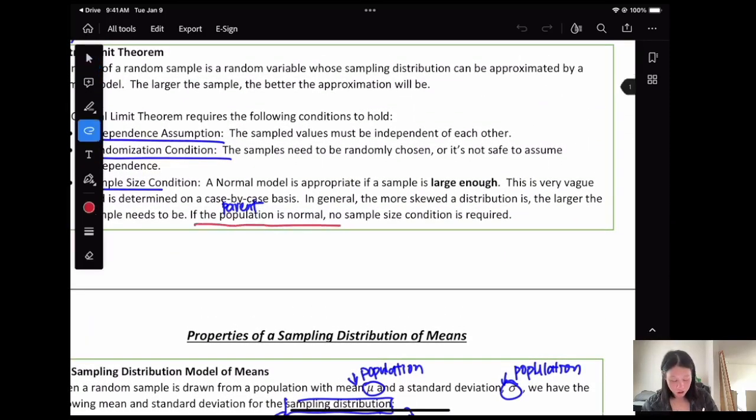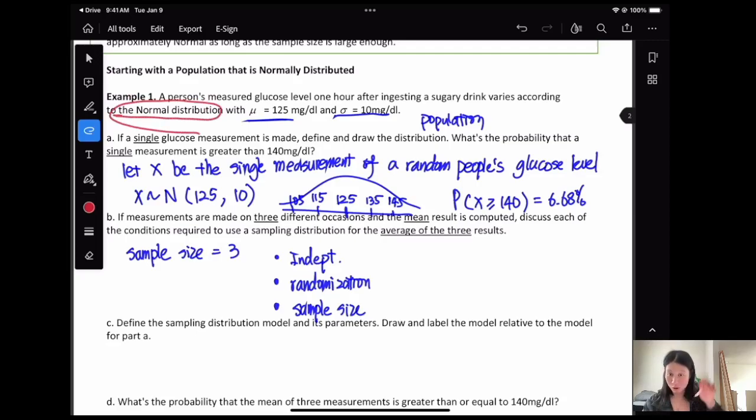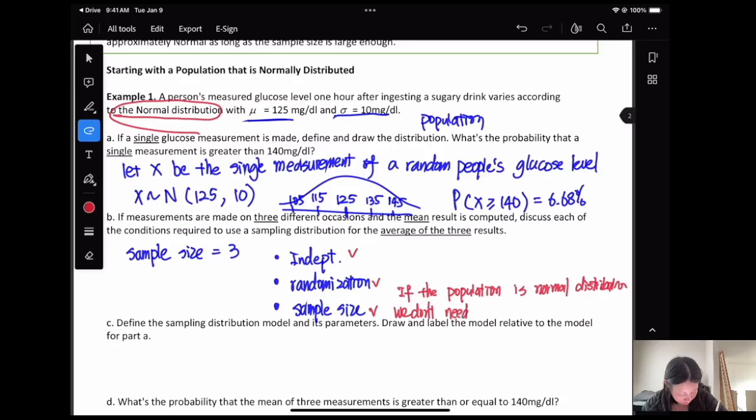If the population is normal, no sample size condition is required, which is lucky, because they tell you that the glucose level follows the normal distribution. So that means we check all of these 3 conditions. If the parent population is normal distribution, we don't need to worry about sample size.